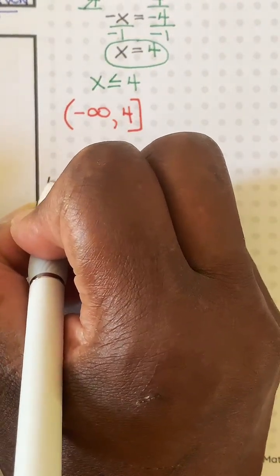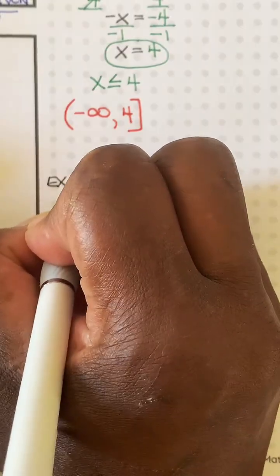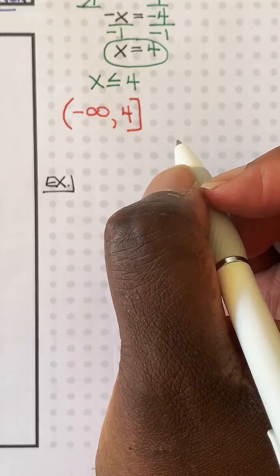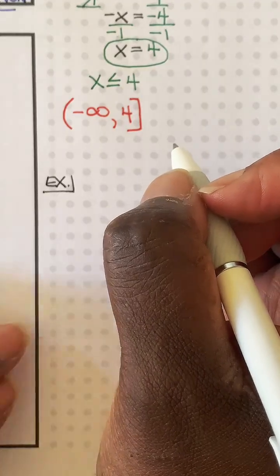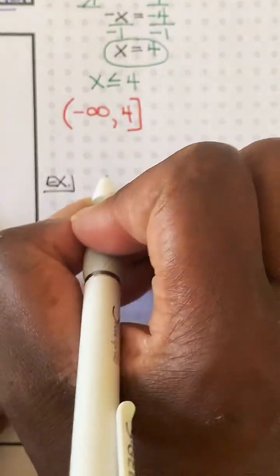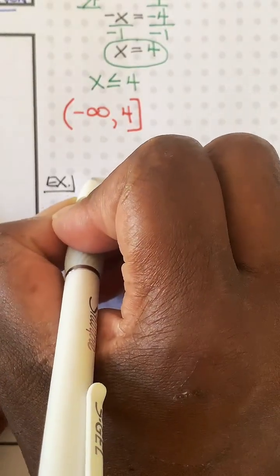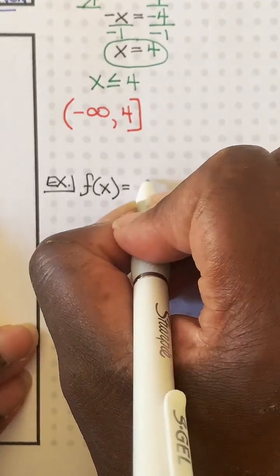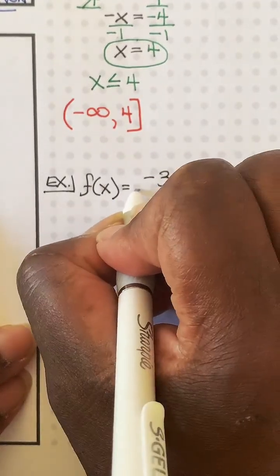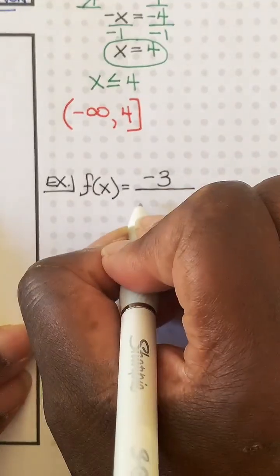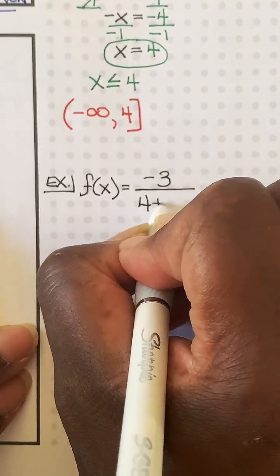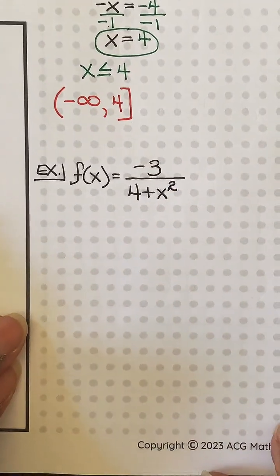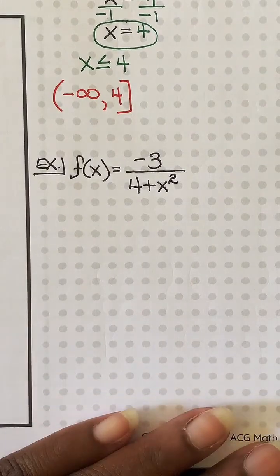All right, so let's try this one. And we'll keep an f of x. It's negative 3 over 4 plus x squared. Okay, so here's another fraction.